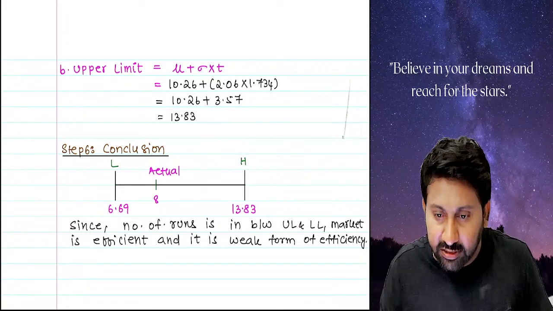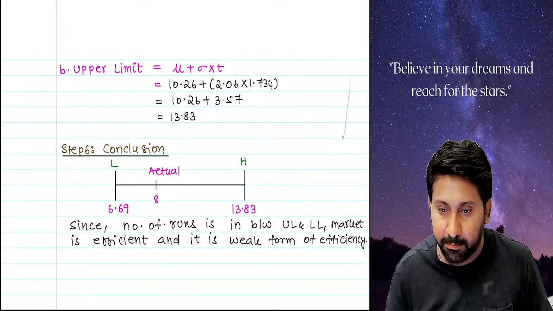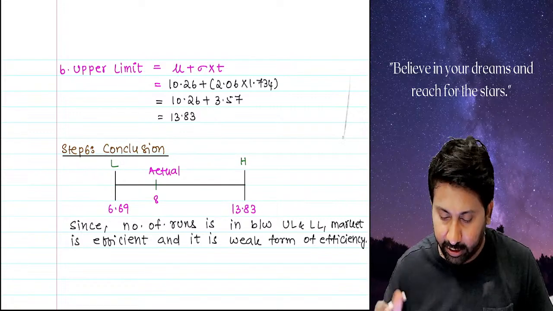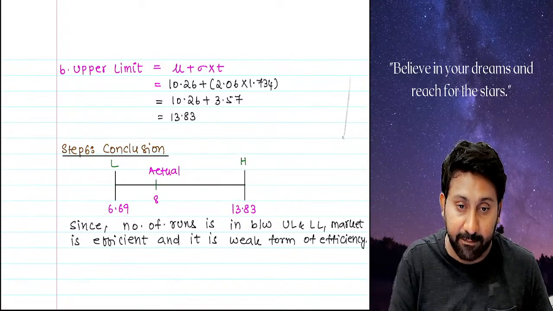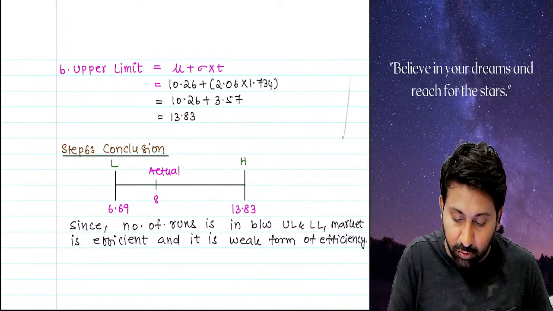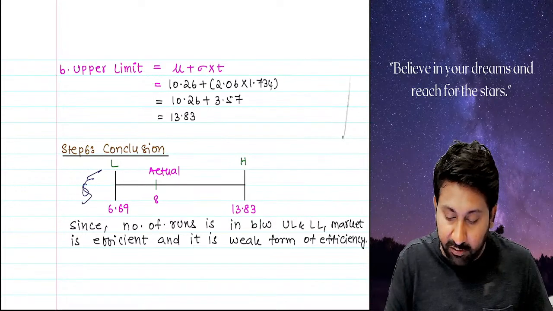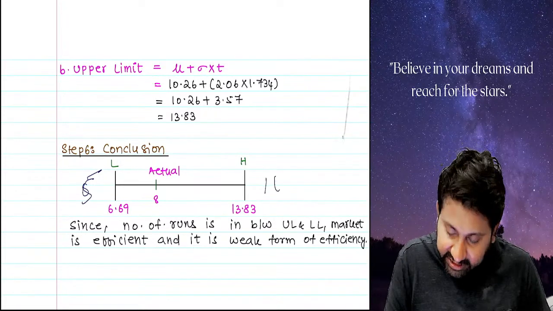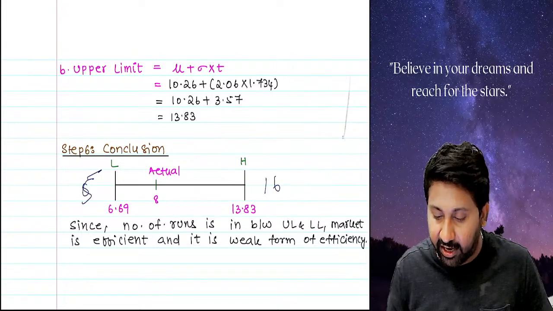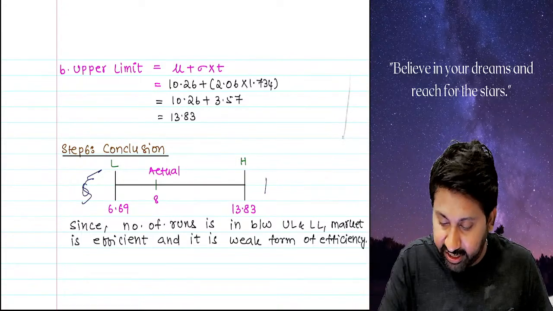So one question was asked: if the number of runs is not between the upper and lower limits, what will be the effect? For example, if in the exam your number of runs came to 5, or your number of runs comes to 16, we will say that the market is inefficient.